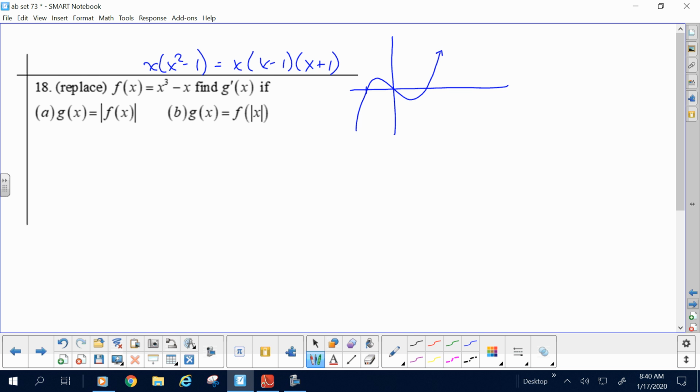Before absolute value, and with absolute value in A, we don't practice this much, so I would love it if you got those, but we'll see. What happens in A when that absolute value does it? It causes a reflection like this. So G prime, I'm just going to go straight to the piecewise derivative.